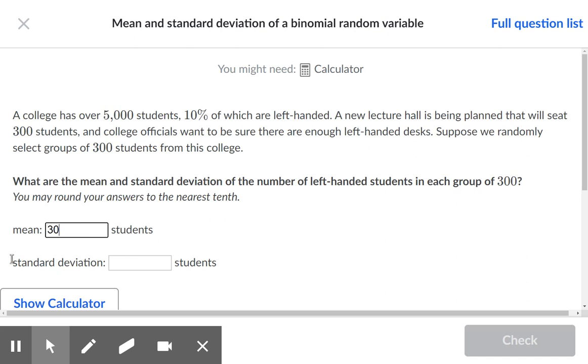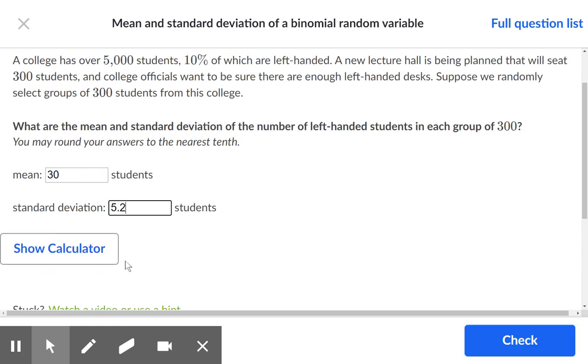Now, how do we find the standard deviation? Remember the formula? The formula is square root. We take the square root sign, the blue one right here. I click second, square root, and then I put n. My n is 300 multiplied by p. My p is 0.1 multiplied by 1 minus p, and 1 minus 0.1, close the bracket. Ta-da! So the standard deviation, rounded off to the nearest tenth, should be 5.2.